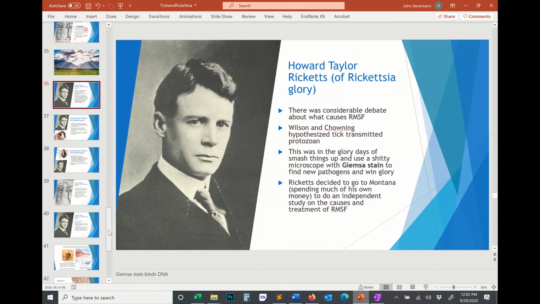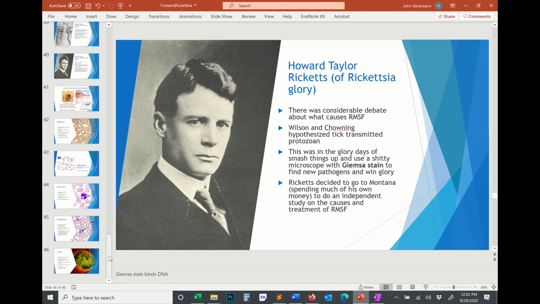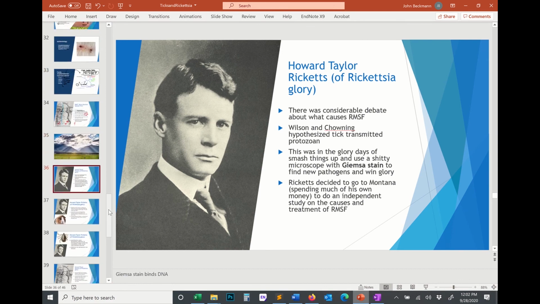In the early 1900s, there was considerable debate about the cause of Rocky Mountain spotted fever. People didn't know if it was associated with ticks. People didn't know that it was associated with a bacteria. That was all yet to be discovered.